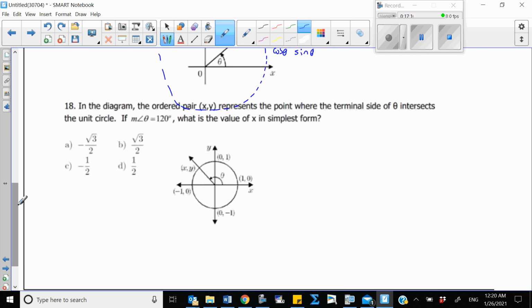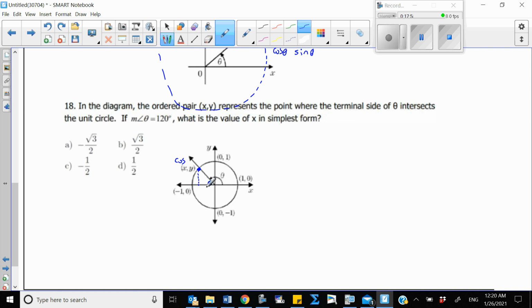And the last question, in the diagram, the ordered pair x and y represents the point where the terminal side of theta intersects the unit circle. So we have a unit circle here, and this angle theta is 120. What is the value of x in simplest form? What do I need to find? I need to find the x value of this point, which is cosine of this angle, which is made here.